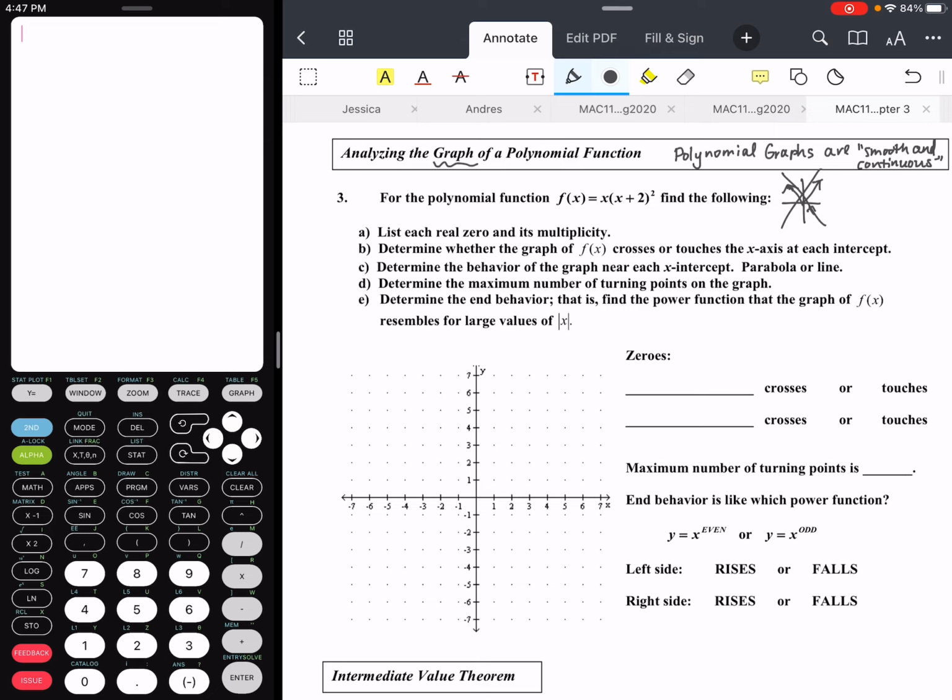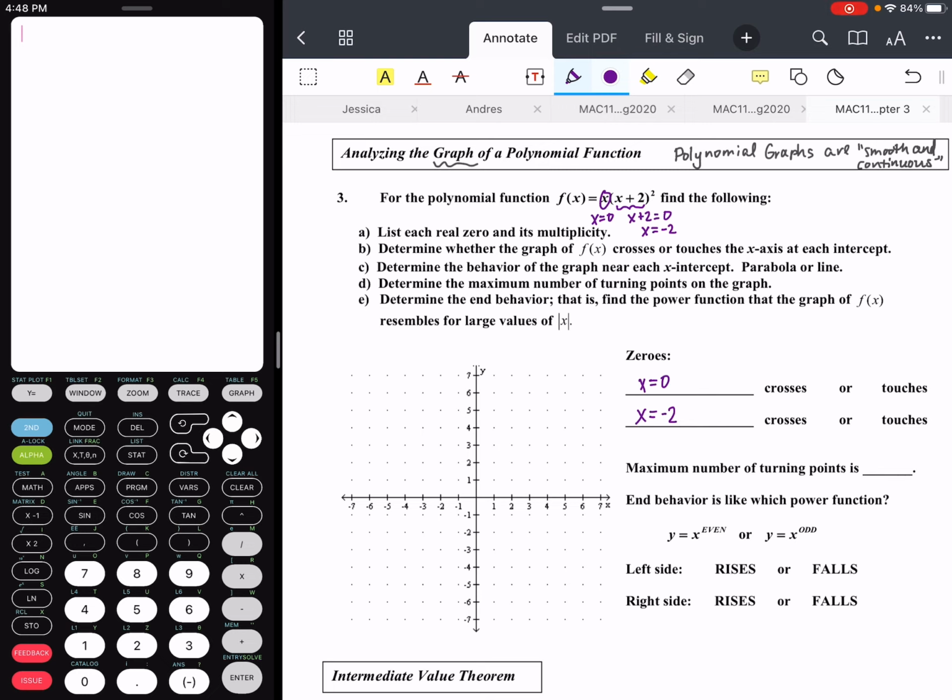So for the polynomial function f of x equals x times (x plus 2) squared, we want to find the following. First, list each real zero and its multiplicity. For our function, we've got our x plus 2 factor. If we set x plus 2 equal to 0, that gets us x equals negative 2. And don't forget that x itself is also a factor, so we also need to set x equal to 0. So x equals 0 will be our first zero, and x plus 2 equals 0 gives us x equals negative 2, so that will be our second zero.